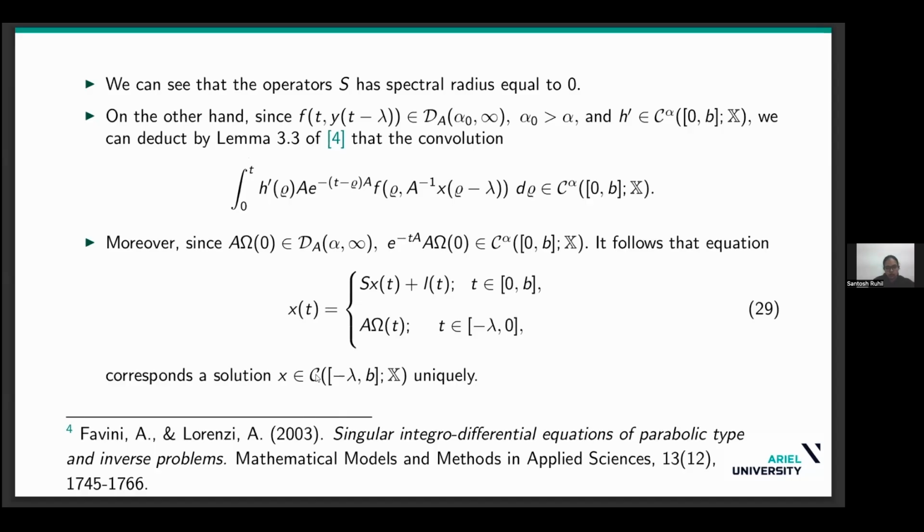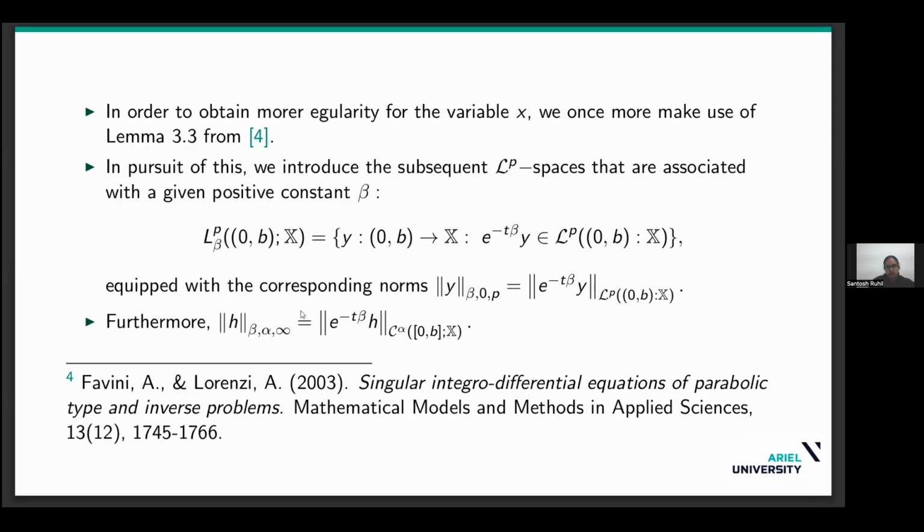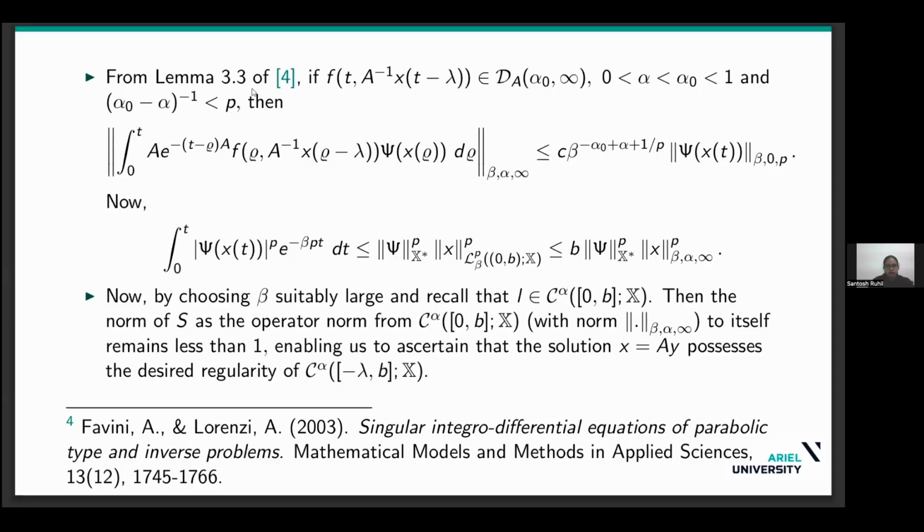So if we want more regularity of the solution, we have to make use of some additional conditions. For that we introduce the subsequent L^p space that is associated with the given positive constant beta, which is given by this set and equipped with the corresponding norm, which is defined as this. Furthermore, the norm of h in this space is given by this. And so from here, we have the following estimate for this convolution term.